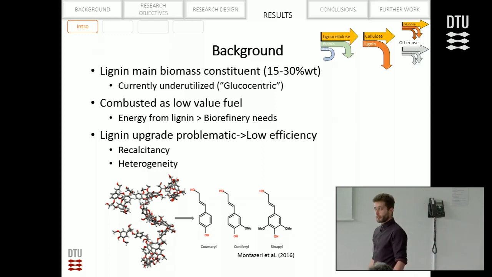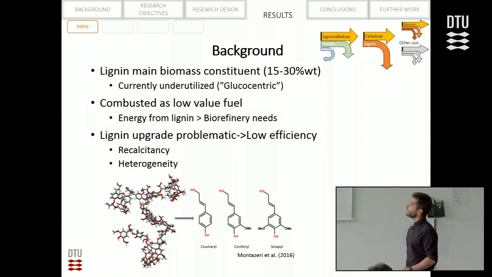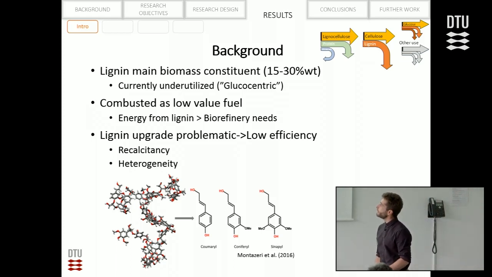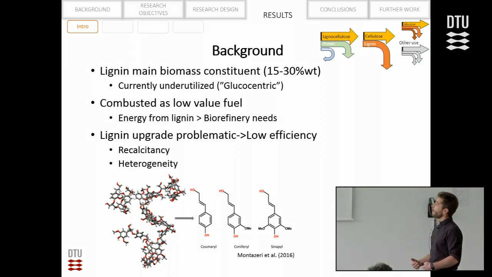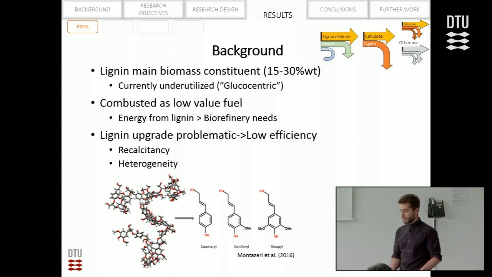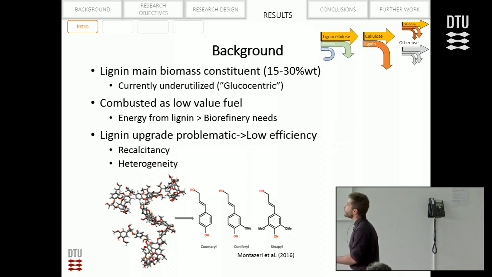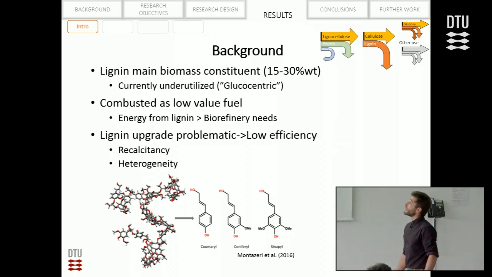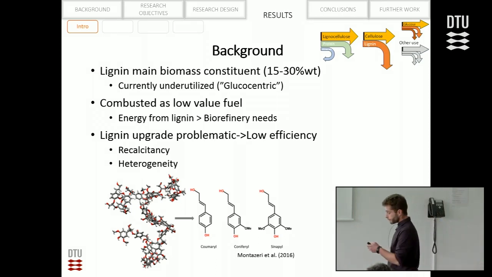The lignin upgrade is quite problematic, and the technology results so far are not so efficient for two reasons. First of all is the recalcitrancy of the lignin itself. This is the structure of the lignin. So it requires a lot of energy and very harsh conditions to be depolymerized. Second point is the heterogeneity. So when depolymerized, this lignin can produce a range of different aromatic compounds. So if we develop a technology that focuses on the upgrade only, for example, of the coumaryl, we will always end up with a lower yield of the technology.